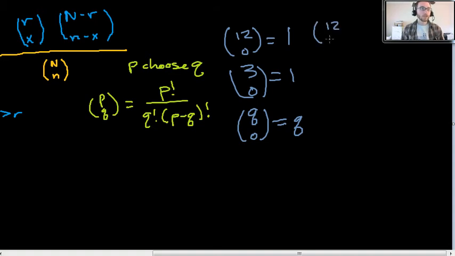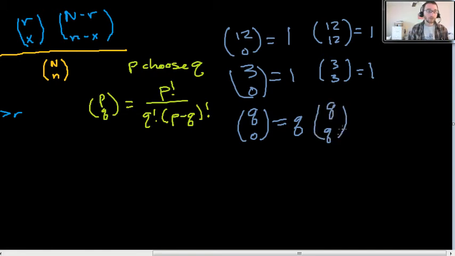In addition, if we have 12 trials and we need 12 successes, you need to succeed, succeed, succeed, etc. all the way to all of them, which means that there's only one possibility here. 3 trials, choose 3 successes, succeed, succeed, succeed. There's only one possible way here. And so Q choose Q also equals 1. Sorry, I wrote that incorrectly. That's 1. So Q choose 0 or Q choose Q are both 1.